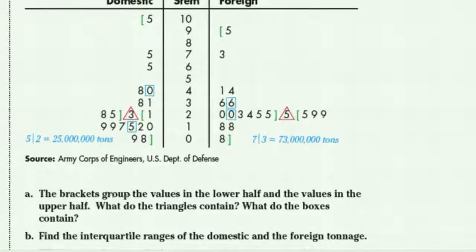The brackets group the values in the lower half and the values in the upper half. So you have your brackets here. So this is our upper half of data, and the other bracket is our lower half of data. What do the boxes contain? What do you think the boxes contain? So the boxes contain our upper quartile and obviously our lower quartile. Okay.